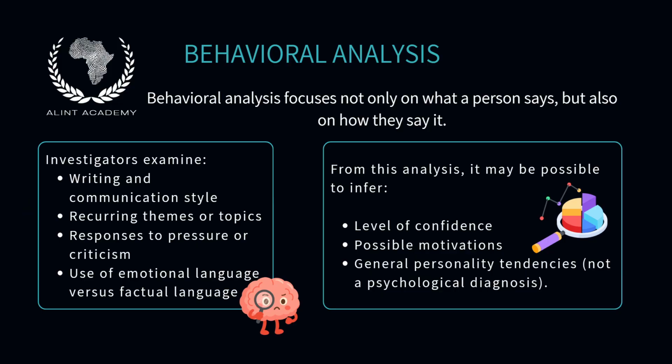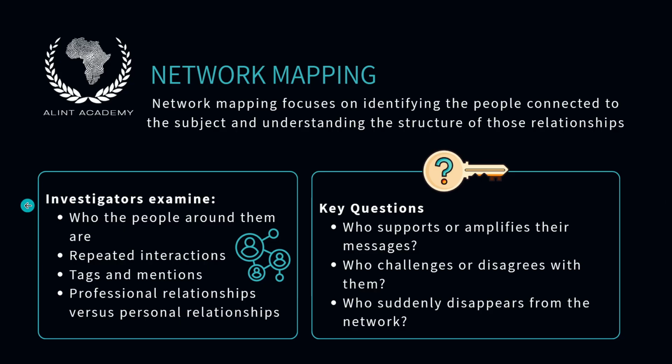From this, we can infer things like confidence levels, motivations, and general personality traits, although it's important to note this isn't a psychological diagnosis. Next, we focus on network mapping, looking at the people surrounding the subject.